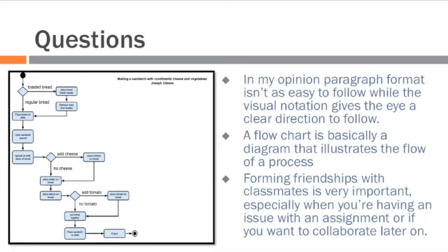A flowchart is basically a diagram that illustrates the flow of a process. The last question, is forming a friendship with classmates important? I think forming friendships with classmates is very important.